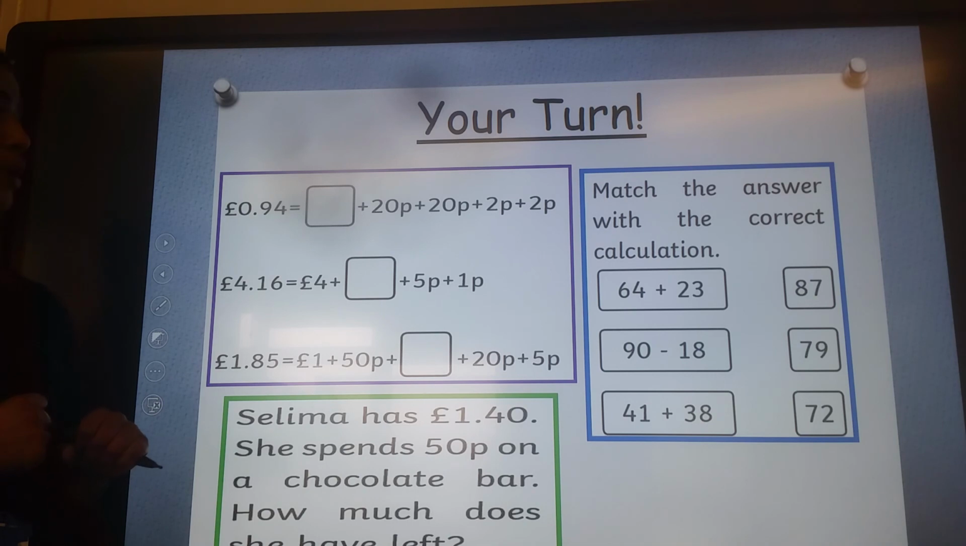I now want you to have a go at these questions without my help. Look at the questions carefully and do not forget to post any home learning on our Year 2 Twitter page.